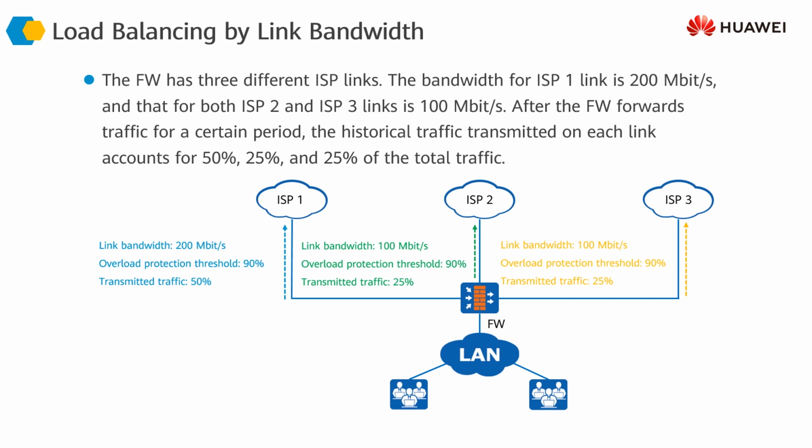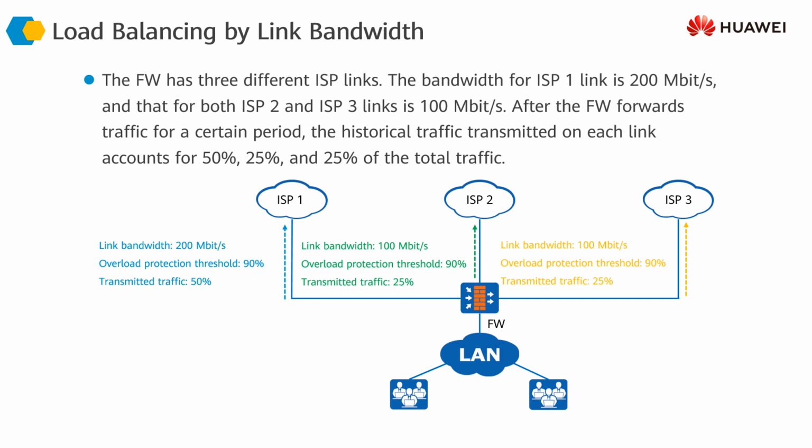What this means is that if the bandwidth being consumed on any of these links reaches 90%, then that particular link will not be used for forwarding the traffic. However, the remaining links can be used. So for example, if ISP link 1 has already reached its overload protection threshold, that is 90%, then subsequent traffic will not be forwarded through this link. However, these 2 links will be used for forwarding traffic because they have not reached their overload protection threshold.